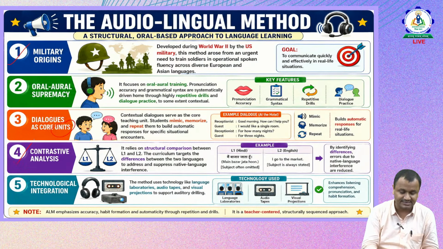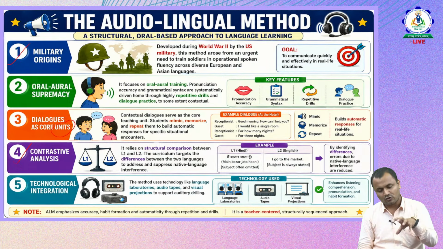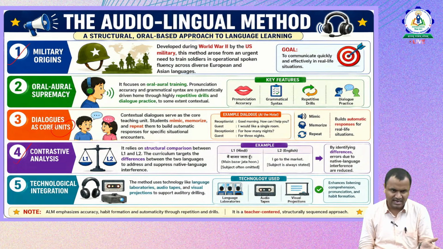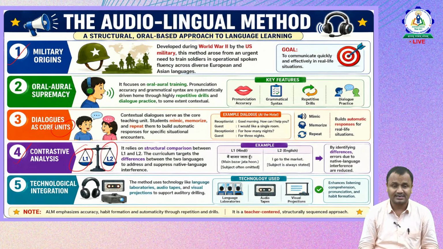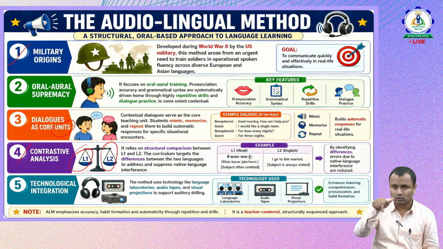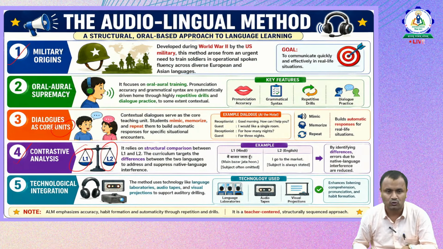Contrastive analysis. Contrastive analysis means, see, the learners for whom the training is to be designed must have their own language. For example, in the context of India, it is Hindi. Let's say the speakers are Hindi speakers, so their language 1 will be Hindi, and the L2 that we need to train in is English. So to train the student through the audiolingual method, we need to find out the contrast between L1 and L2.